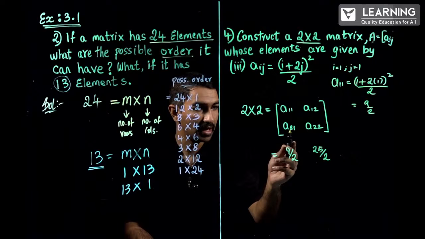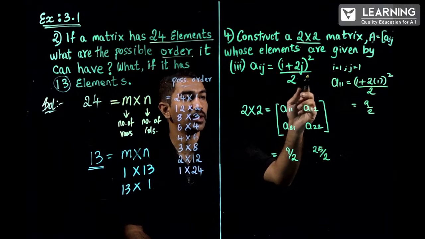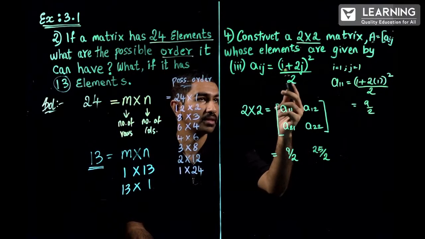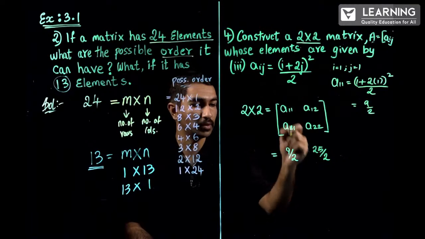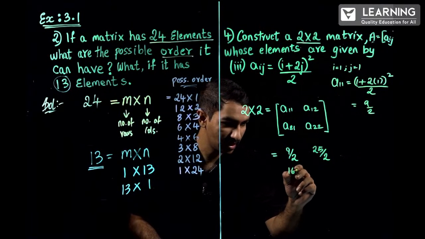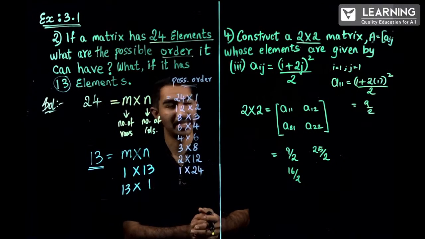Here again, i is equal to 2, j is equal to 1. So 2 plus 2 into 1 is 2 only. So 2 plus 2 is 4. 4 square is 16, 16 by 2. So we'll write 16 by 2 as it is. Even though we can cancel this, we'll not cancel. Understood, students? I'll tell you why.